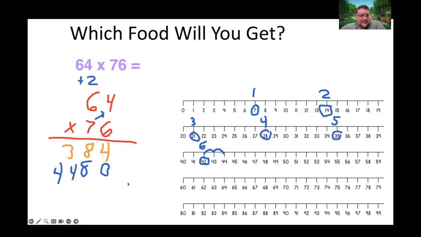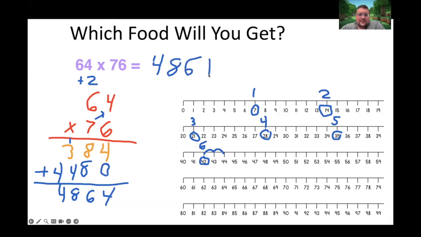And now let's add this up. 4 plus 0, 4, 8 plus 8, 16, 3 plus 4 plus 1, 8, and 0 plus 4, 4. So 64 times 76 equals 4,864. If you got that right, give yourself a big thumbs up.